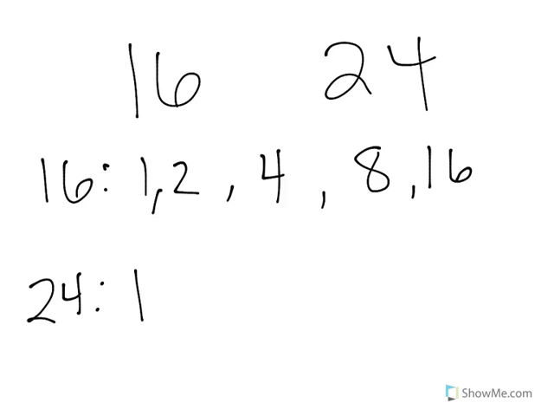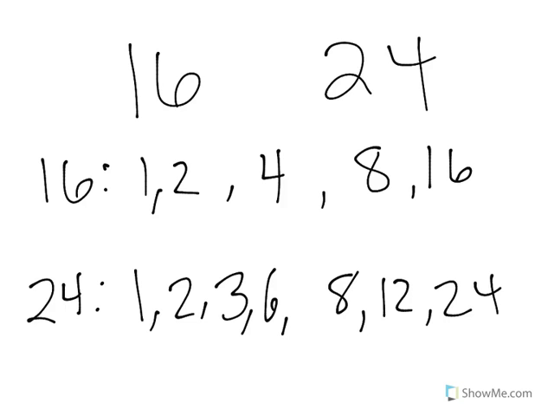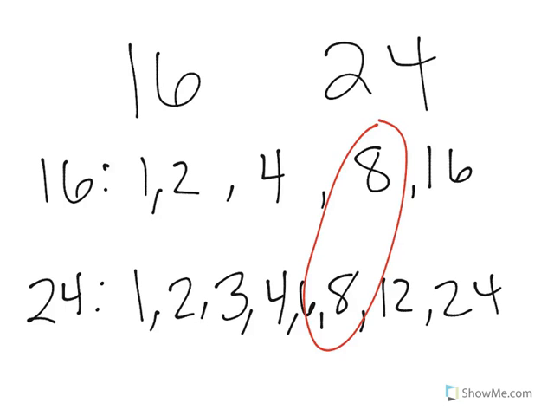For 24, we have 1 and 24. We have 2 and 12. We have 3 and 8. And we have 6 and 4. Oops, I wrote that backwards. We have 6 and 4. Did it again. So all we're going to do is see which ones they have in common, that means which one they both have that is the biggest. So, if you look, the biggest one they both have in common is 8. So that means the greatest common factor is 8.